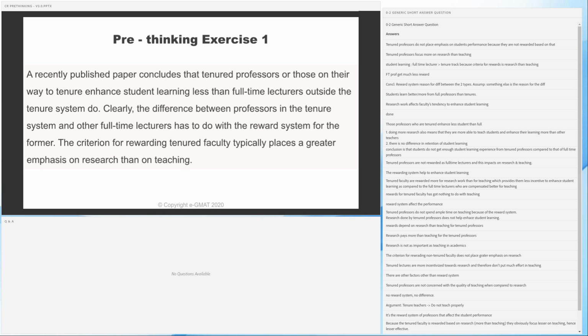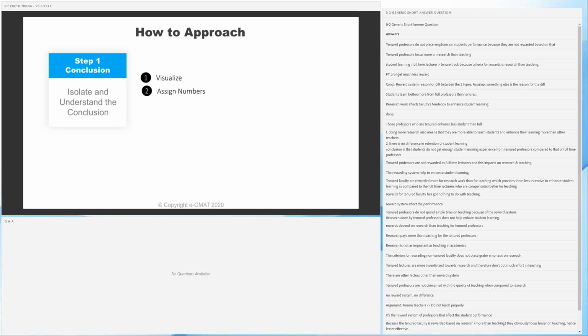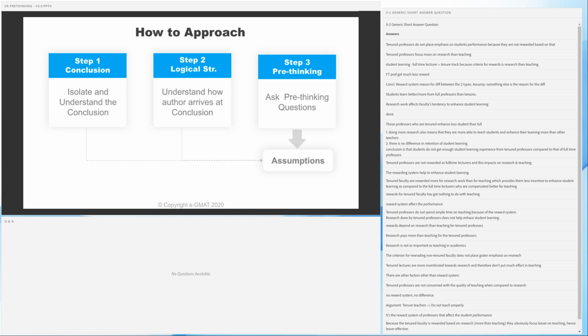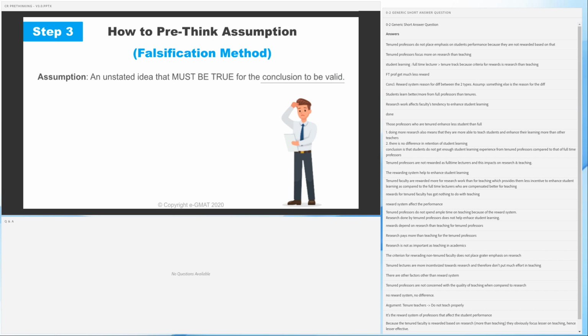Okay. So I'll give you the opportunity to look at this. So one of the first things we're going to do is visualize information here. We're going to look at the conclusion, then we're going to visualize it. Then we're going to build that logical structure, and then we're going to ask that pre-thinking question. So the purpose of this argument is to introduce you to the process of pre-thinking. The purpose of the first question was to introduce you to what an assumption is. Now that you know what an assumption is, let's introduce pre-thinking to you.